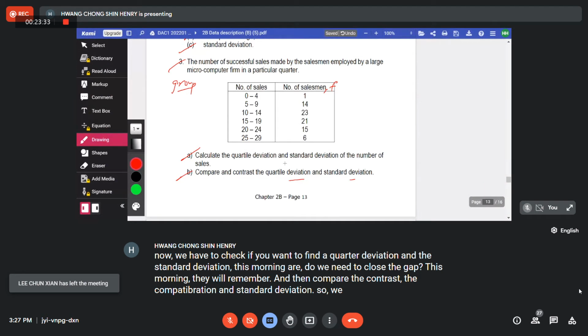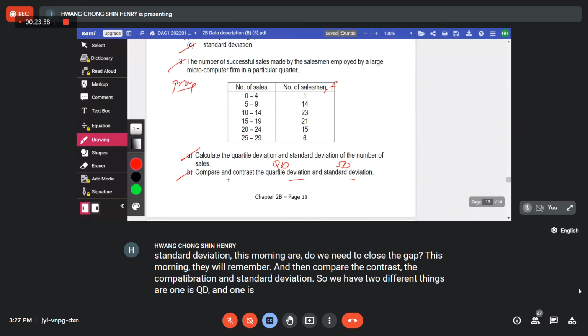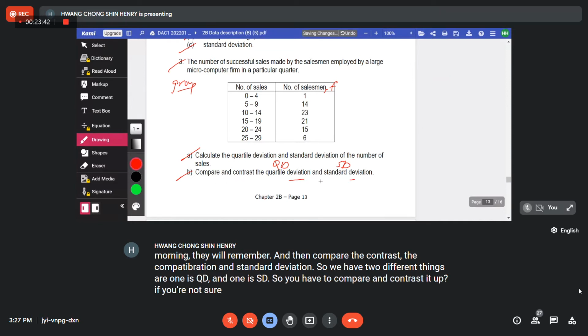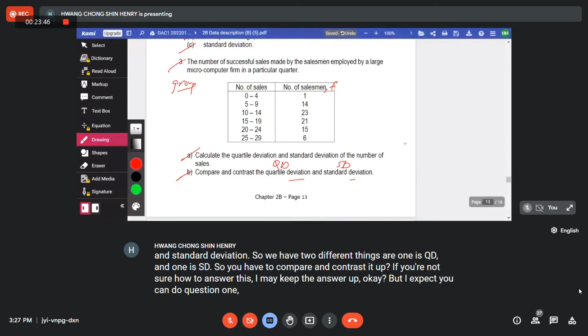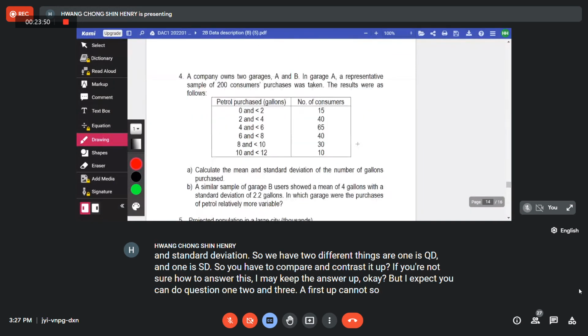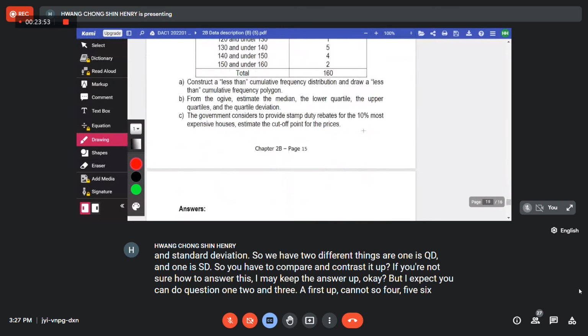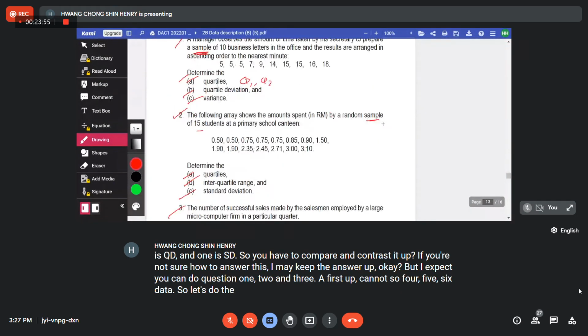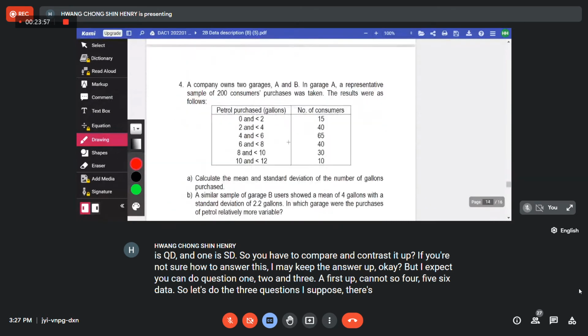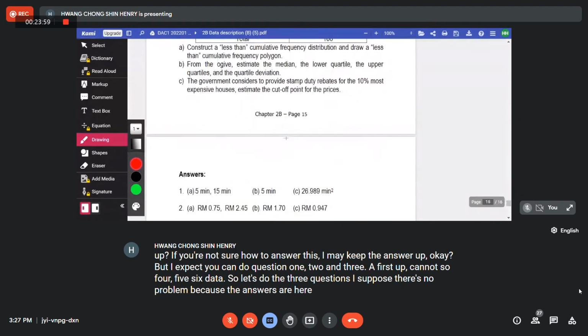So we have two different things, one is QD and one is SD. You have to compare and contrast them. If you're not sure how to answer this, I may give the answer. But I expect you all can do questions 1, 2, and 3 first. Questions 4, 5, 6 later. So let's do the 3 questions. I suppose there's no problem because the answers are here already.